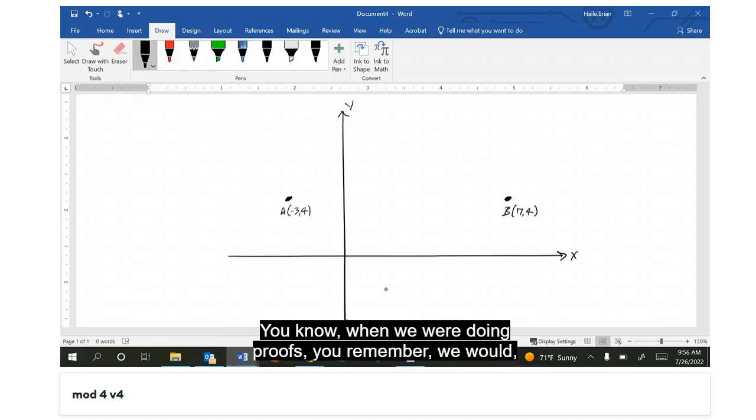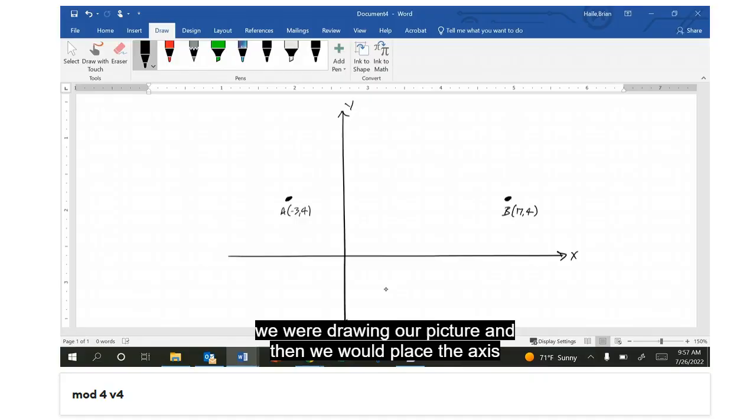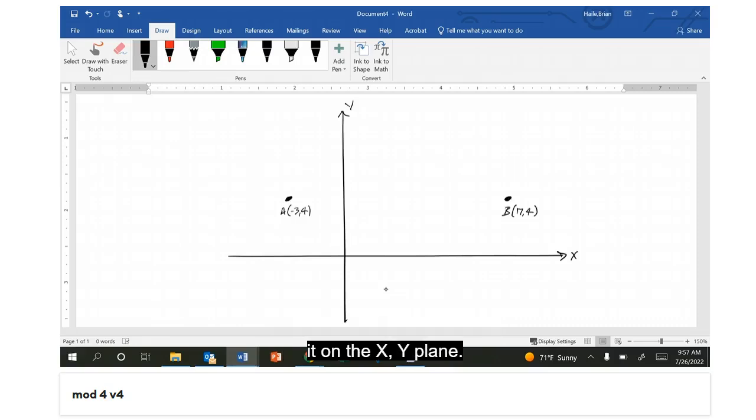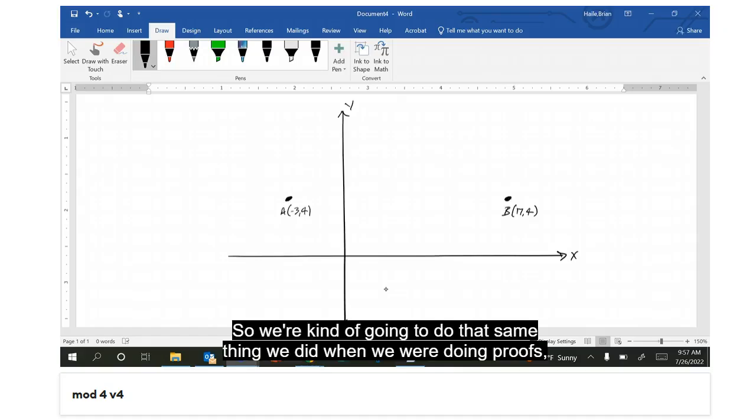This is part of the discussion we've had all along with analytic geometry. When we were doing proofs, you remember we would draw our picture and then place the axes on it to make it as beneficial as possible for the algebra. Here we need to build a hyperbola and reference it on the XY plane, but that doesn't mean we have to initially build it there. So we're going to do the same thing we did with proofs.